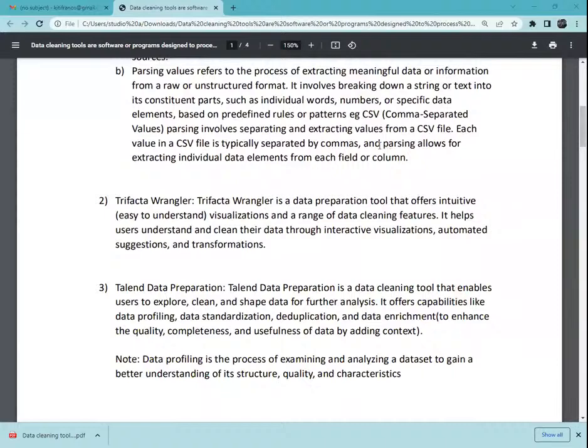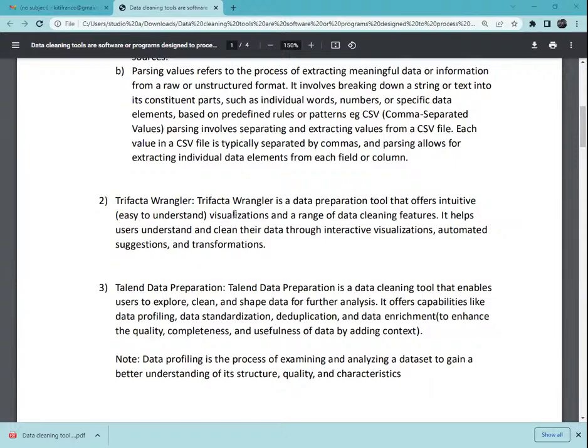Then we have this AI. These are an artificial intelligence software, which is used for what here? For data cleaning. It's called the famous Wrangler, Trifactor Wrangler. So Trifactor Wrangler is a data preparation tool that offers intuitive means what here? Easy to understand visualizations and a range of data cleaning features. It helps users understand and clean their data through interactive visualizations.